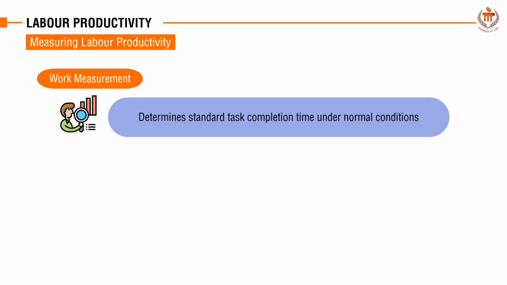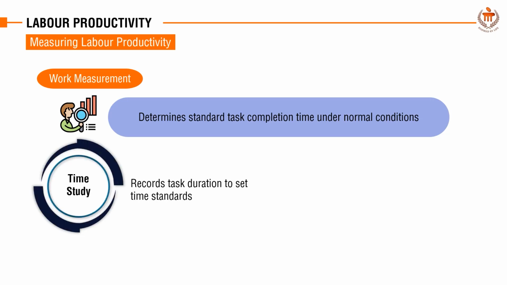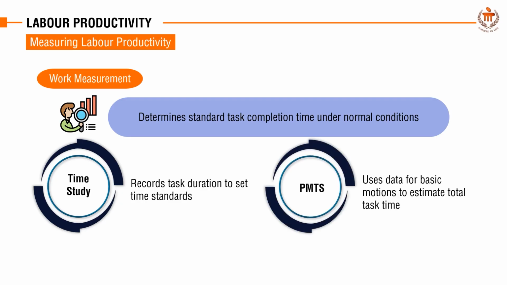It establishes a time baseline by analyzing how long it should take an average worker using the most efficient method to perform a task under normal working conditions. Techniques used in work measurement include time study, where the time taken to complete tasks is recorded and analyzed to set time standards. Predetermined motion time systems, that is PMTS, use established data for common motions like reaching or grasping to calculate total task time.